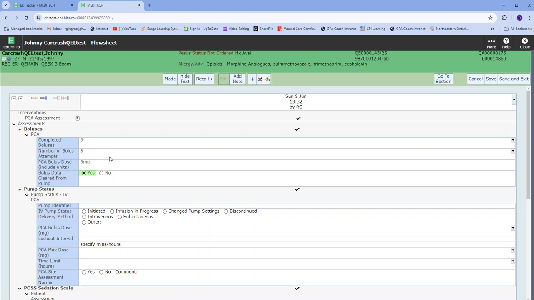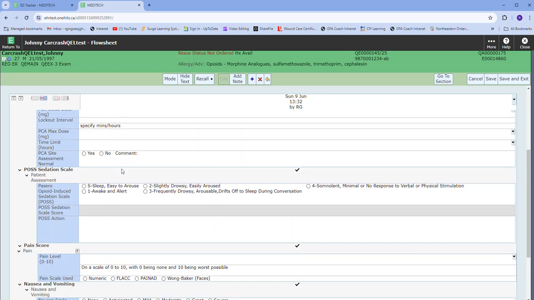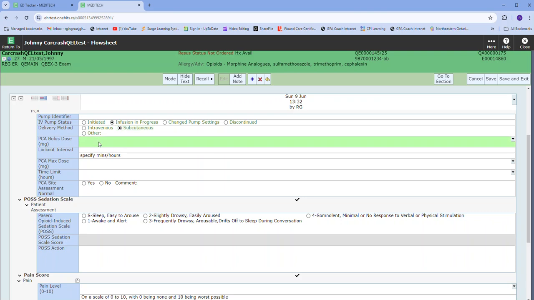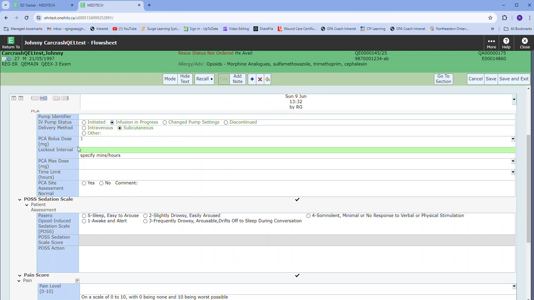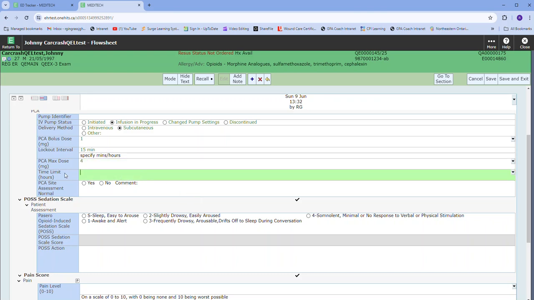Bolus data cleared, yes. When you clear your pump, you're going to do that. And then the infusion is still in progress. It's a subcutaneous site. So for the bolus dose, we're going to indicate here that it's a 1 milligram dose per bolus. The lockout interval is going to be your 15 per minute, right? And then your max doses. So in this particular order, we had a maximum of 4 doses in 4 hours. So that's going to be a 4 milligram limit. Sorry, it already indicates the milligrams, you just need the 4. And then the time limit is over a 4-hour period.